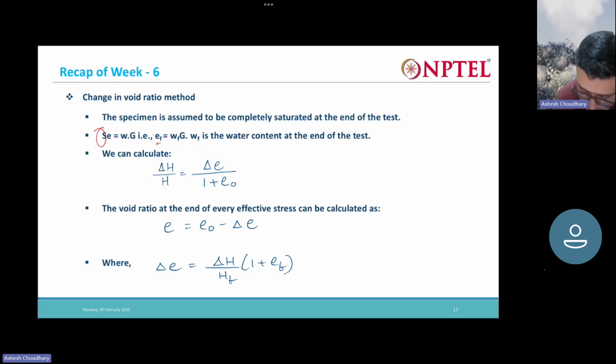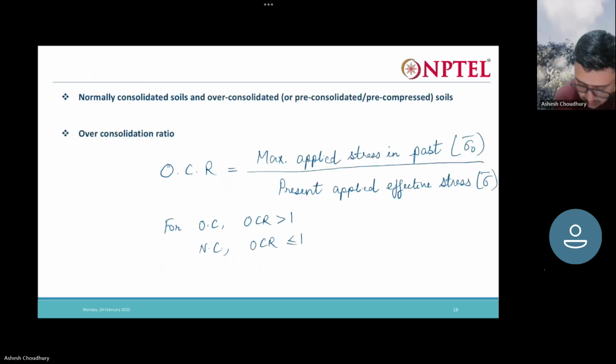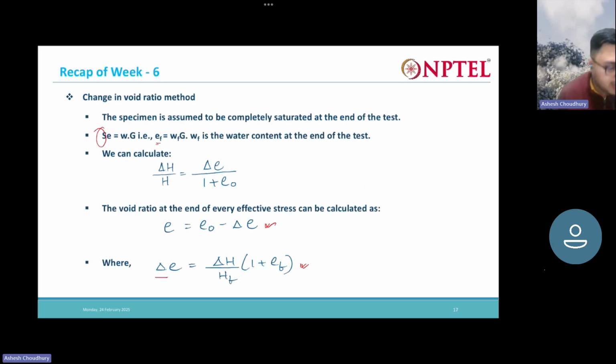So we know delta H by H equal to delta e by 1 plus e naught. And the void ratio at the end of effective stress is going to be this. And these delta values can be found out from this. So like this, we calculate. Again, see here, delta V by V, the change in volume, is nothing but delta e by 1 plus e naught. So from there, we get this.